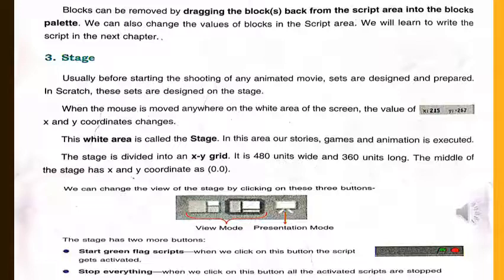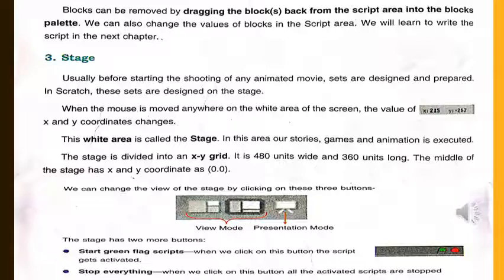This white area is called the stage. In this area, our stories, games and animations are executed. This stage is divided into an x and y grid. It is 480 units wide and 360 units long. The middle of the stage has the x and y coordinates 0, 0. So we can change the stage view by clicking on these three buttons, that is, view mode and presentation mode.